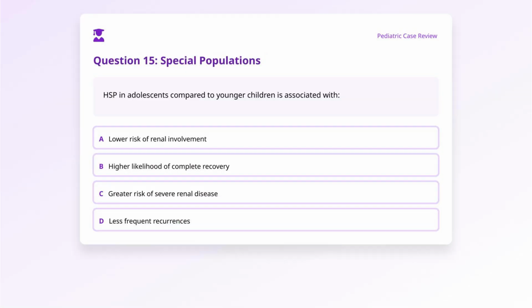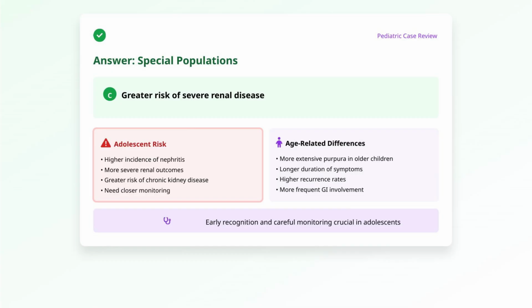Henoch Schönlein Purpura in adolescents compared to younger children is associated with A. Lower risk of renal involvement. B. Higher likelihood of complete recovery. C. Greater risk of severe renal disease. D. Less frequent recurrences. The correct answer is C.